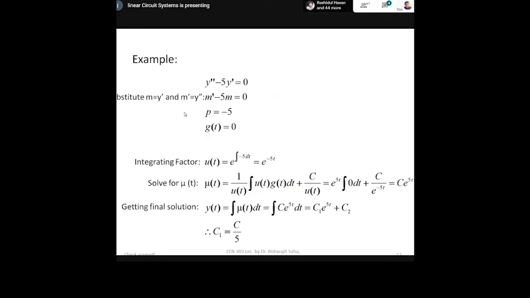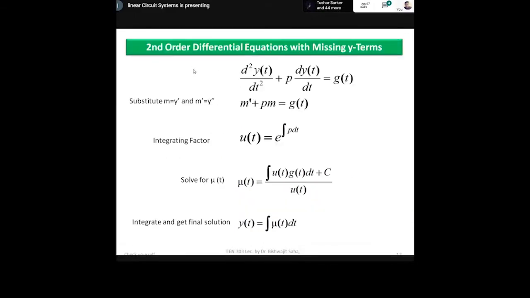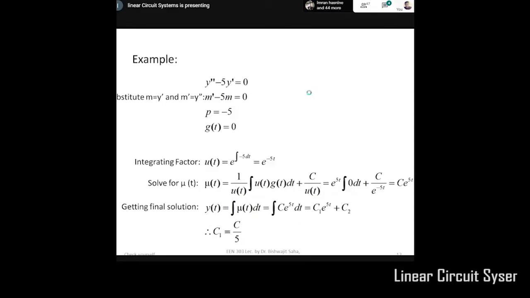So we are on slide number 13. On slide number 13, there is an example: y double prime minus 5y prime equals 0. So everybody look at this equation. We can consider y double prime means d square y divided by dt square, and y prime means dy by dt. So we can compare with slide number 12. It says the p term, right? P is the coefficient of dy by dt.